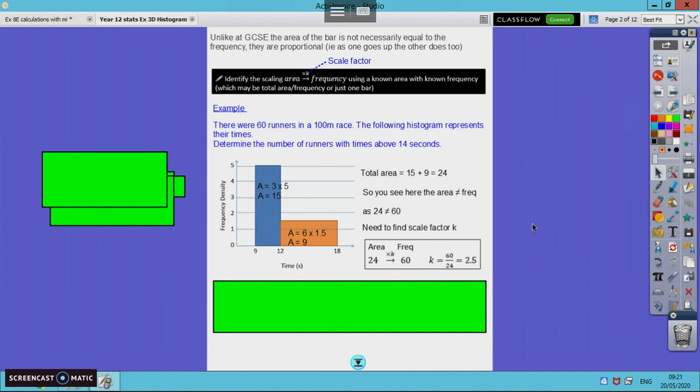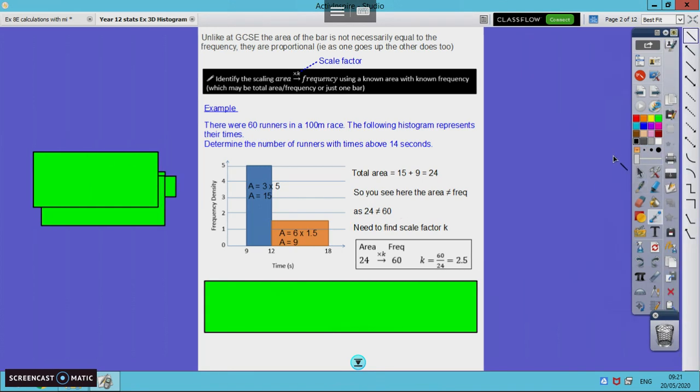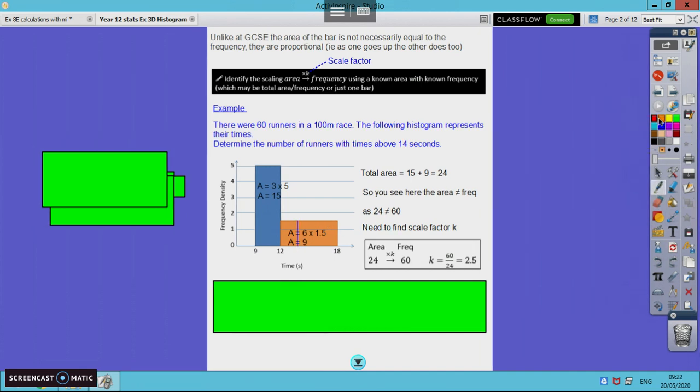So let's think about where we think 14 seconds is. Let's draw on where we think 14 seconds is. So 12, probably it's about a third of the way along, isn't it? Let's put it there. And so what we're thinking about is this whole area here, from 14 up to 18.